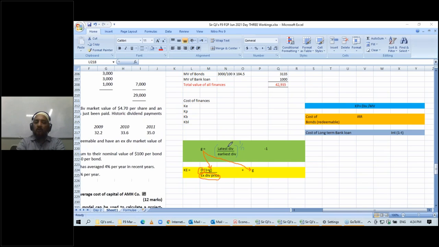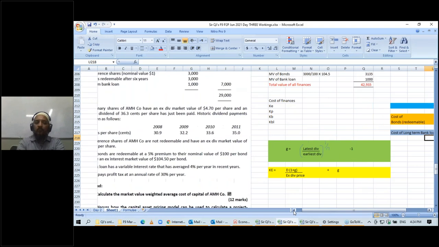Now in order to know the growth rate, we need these two items, the latest dividend and the earliest dividend, and the number of years. The number of years will always follow the n-1 rule. So if we have 4 dividends, we will use 3 years. We will not use 4. Four dividends means that the change has taken place in 3 years, right? Why not 4 years? Why is n not 4? We will take it as 3.